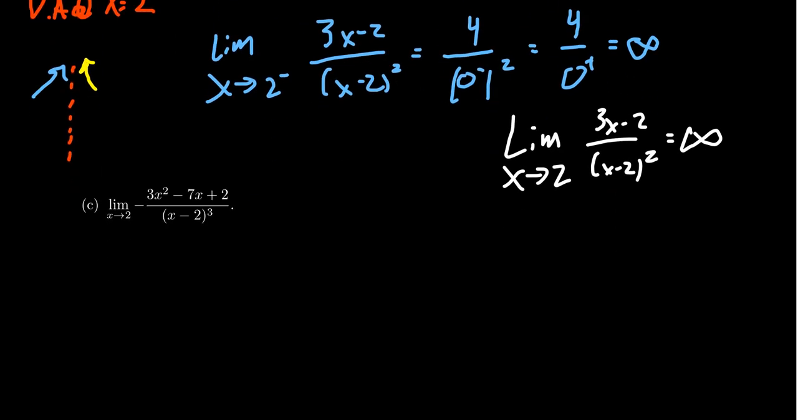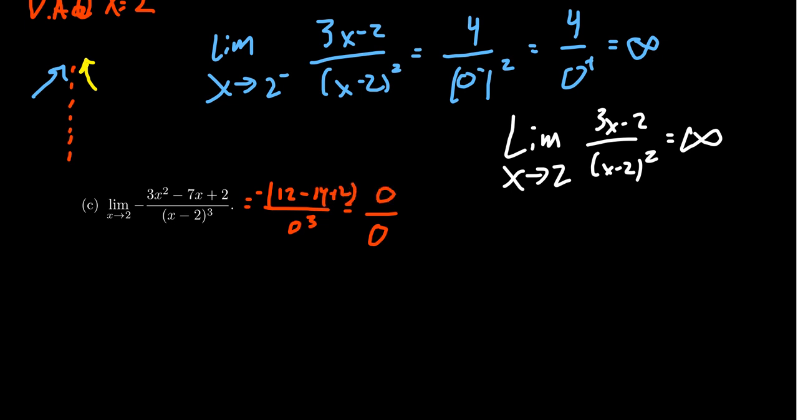All right, let's look at a final example of such a thing. You'll notice that I did switch up the numerator a little bit. We still have an x minus 2 in the bottom. So when you plug in x equals 2, the bottom is going to look like 0 cubed, which is equal to 0, of course. In the numerator, it's a little bit more complicated. You're going to get a 12 minus a 14 plus a 2. That's actually 0, right? You get 0 over 0.